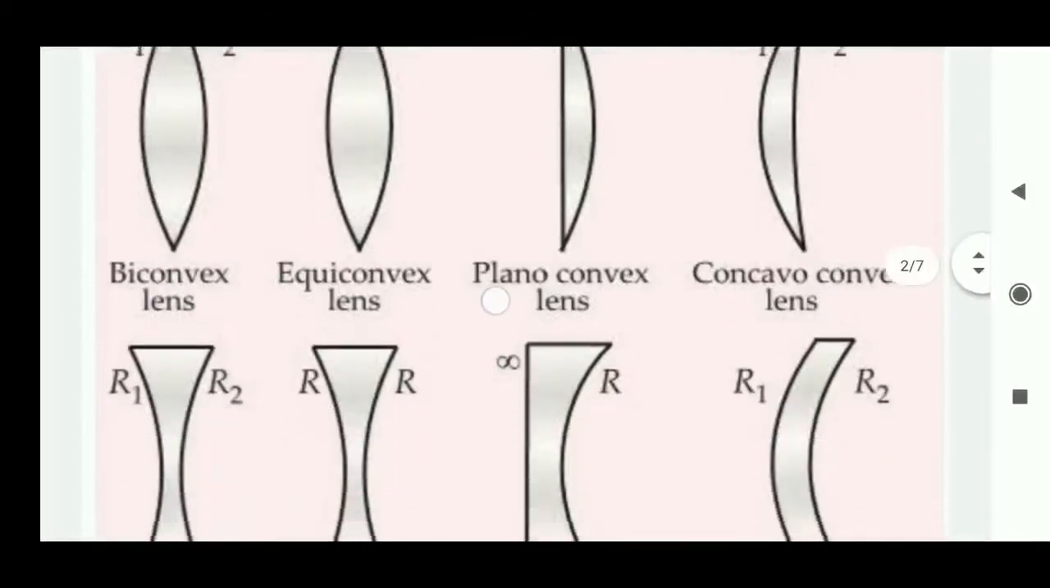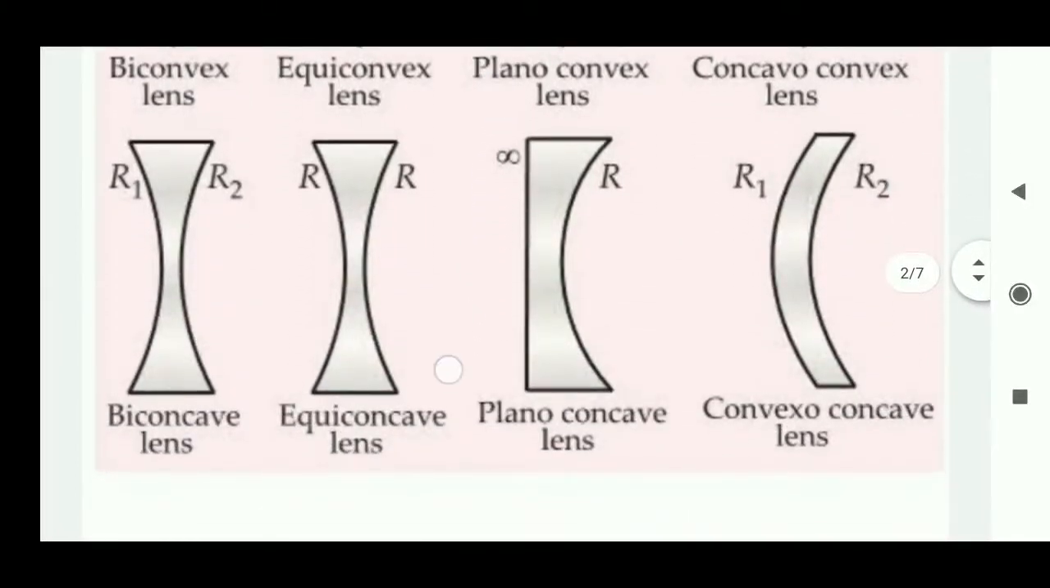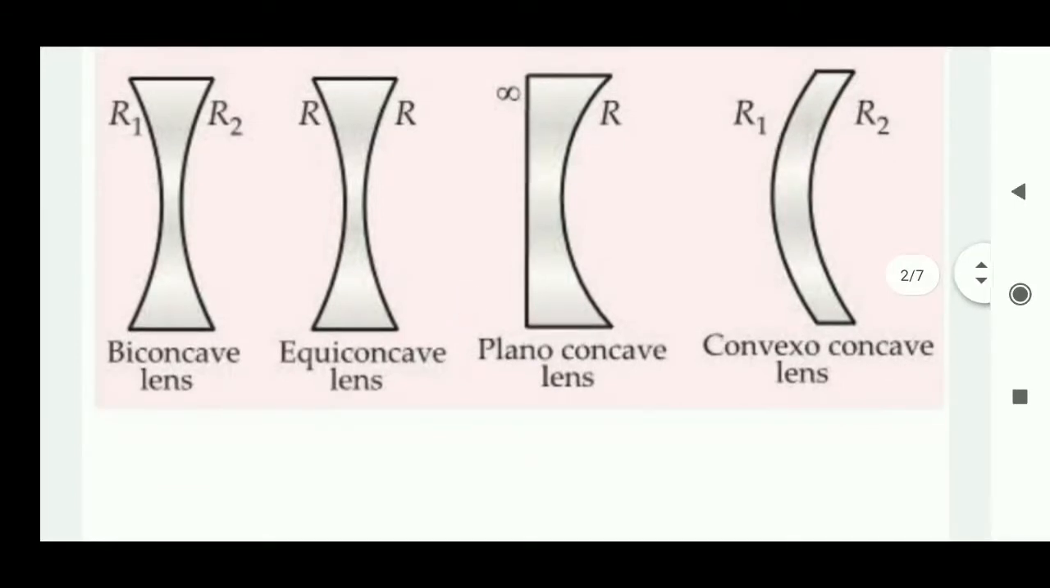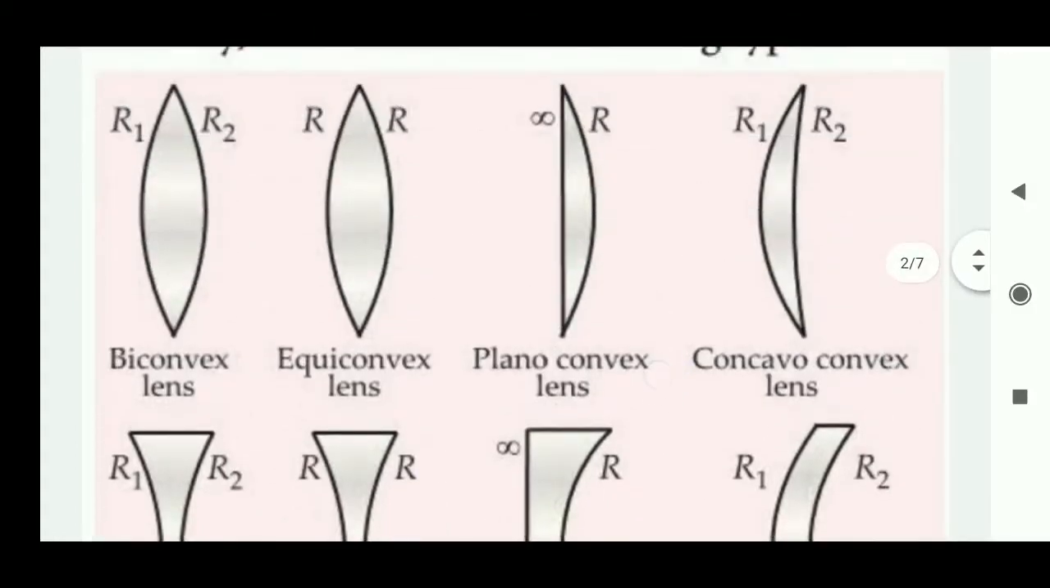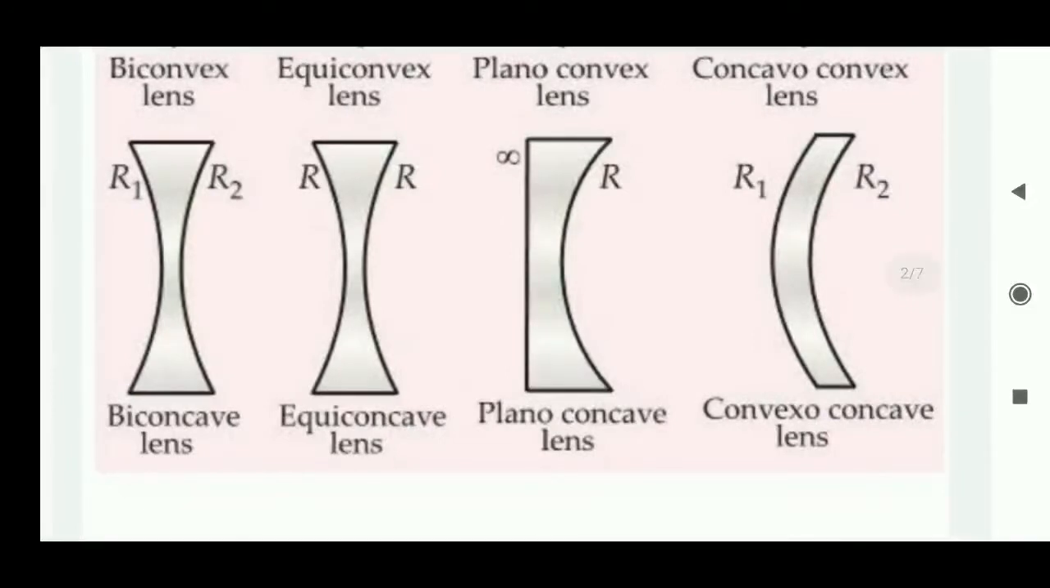The other type of lenses is concave lenses. In concave lenses, you see the first one is the biconcave lens. Two different radii of curvature are there, and the second one is equiconcave, where both radii of curvature are the same. And the third one has one side as a flat surface, with radius of curvature infinite, and the other end with radius of curvature r. This is a plano-concave lens. And the same case is there in the first type also. Here this is a concavo-convex lens. Here it is a convexo-concave lens.